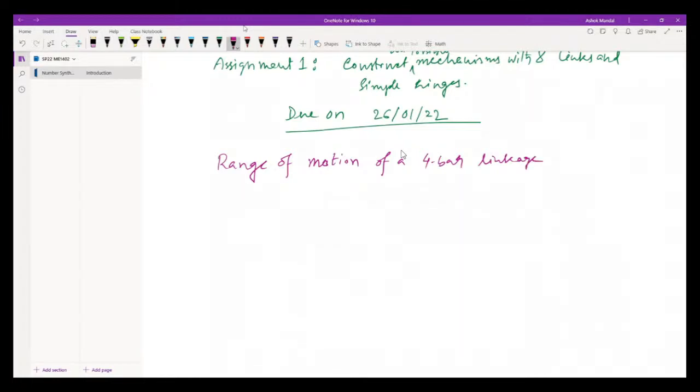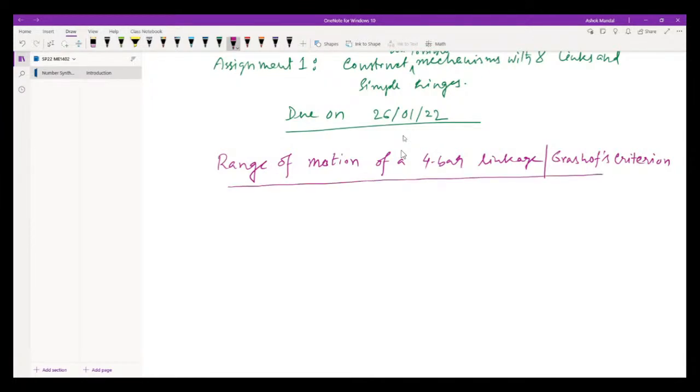This is also called Grashof's criteria. Okay, this is called Grashof's criteria. We are going to study this.